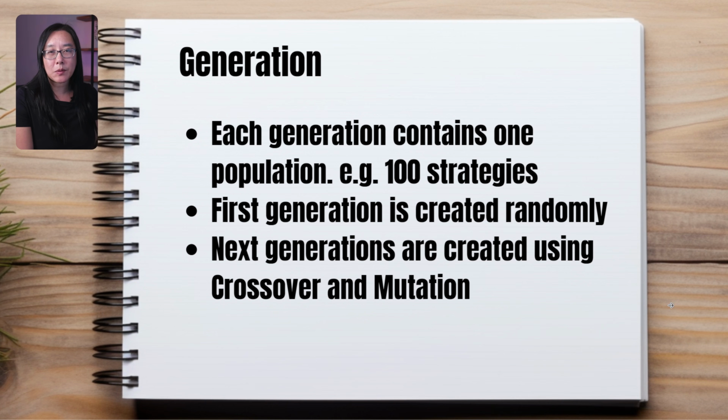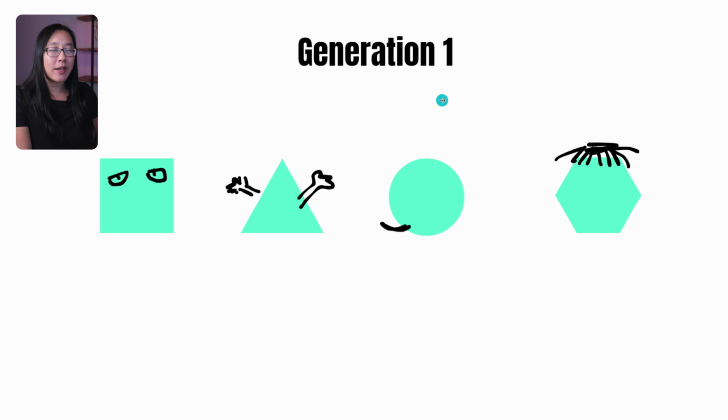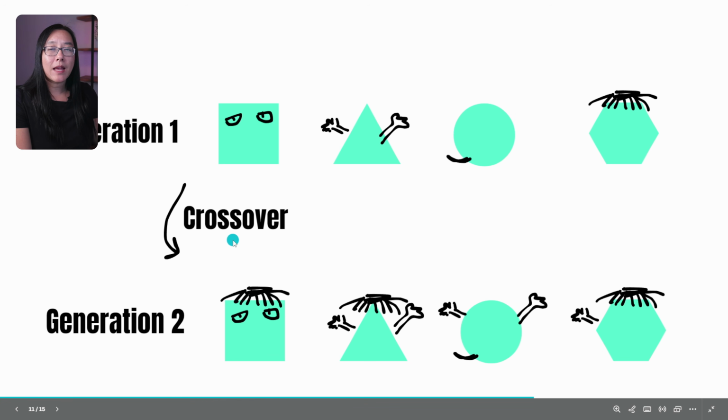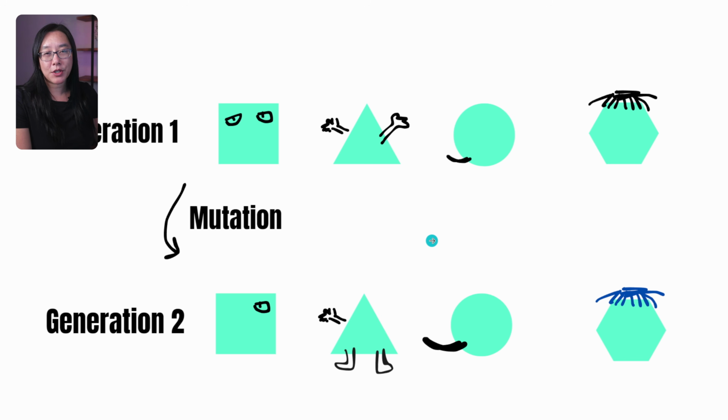The next concept we need to understand is a generation. Each generation contains one population, for example, the 100 strategies we were talking about before. The first generation is created randomly. After that, the next generations are created using crossover and mutation, which we'll get to later. Back to our picture, this, for example, is generation 1, which contains our population. To get from generation 1 to generation 2, there are 2 methods we can use. The first one is crossover, and the second is mutation.